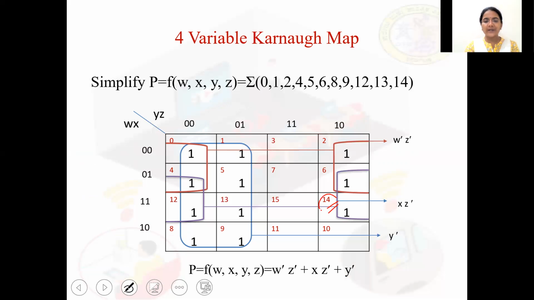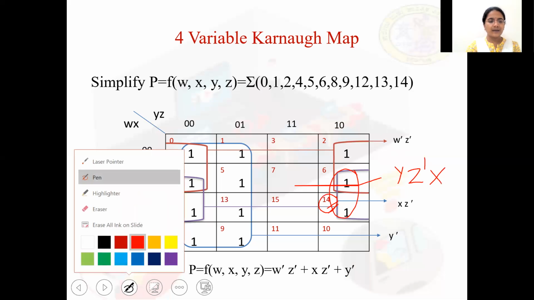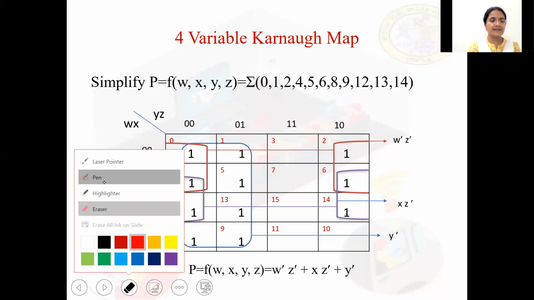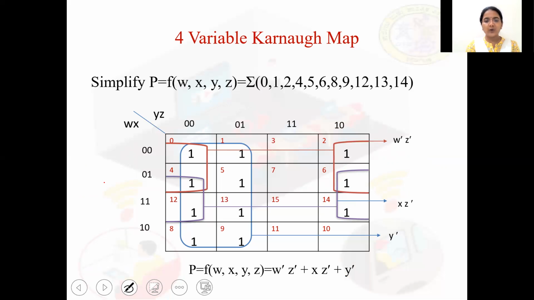When you are grouping this 14 with only 6, we will get Y Z bar, and from these two rows we are getting X Y Z bar. But if you are making it as a quad, we'll see what happens. When we group this 14 with 6, 4 and 12, we will get X Z bar as a product term, okay, which is a simplified term when we group 6, 14, 4 and 12.